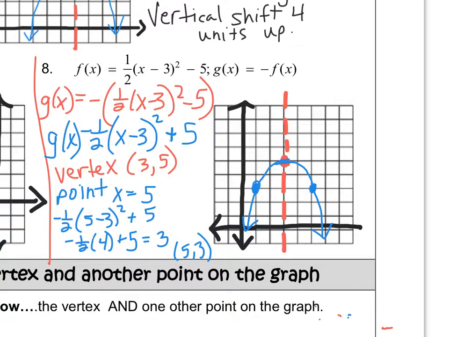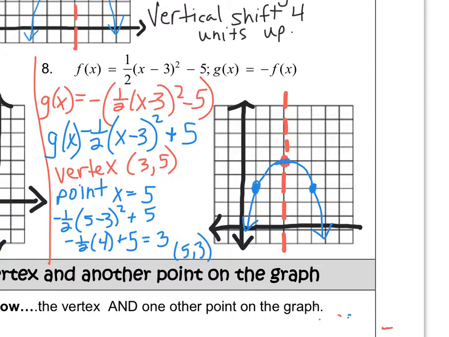Okay, so the point I picked this time was x equals 5, and the reason I picked 5, I was trying to get my number small inside the parentheses so I could take half of it, and that gave me the point 5, 3, which is 2 units away from my axis of symmetry. So then I just took my axis of symmetry and went 2 units the other direction to get my third point so I could draw my graph.